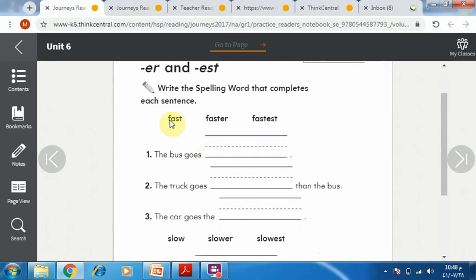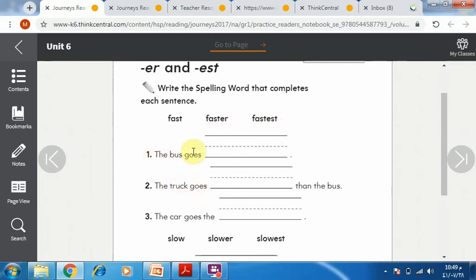You have 3 words here: fast, faster, fastest. Do you know the difference between all of these? What is the difference between this one and this one and this one? This one I describe one thing. This one I'm comparing two things or two persons, so we add ER. This one we're comparing 3 or more, so we're adding EST. So let's answer number 1.